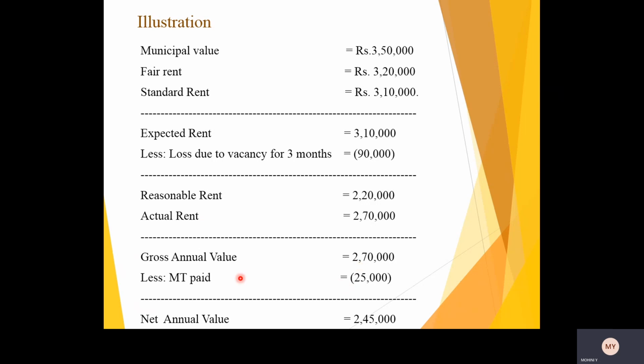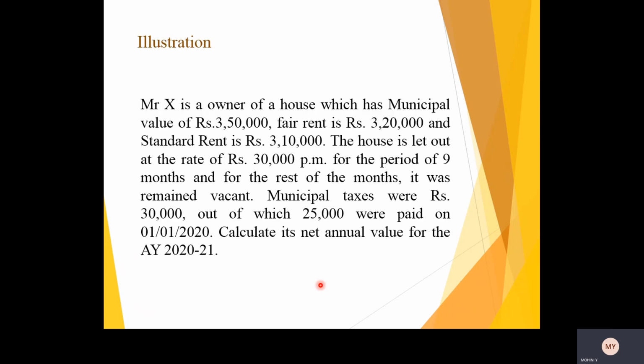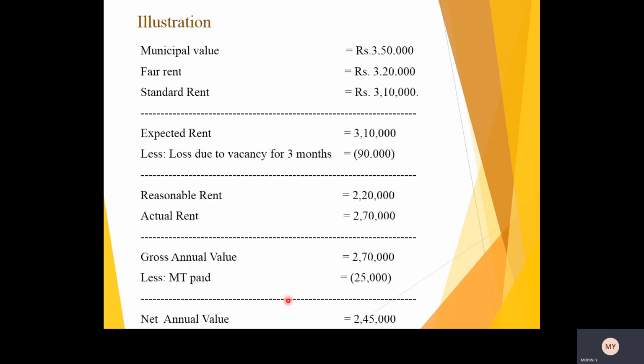Then you will subtract municipal taxes paid. In this case, the actual municipal taxes were 30,000, but only 25,000 were paid in the previous year. So we will subtract only 25,000 rupees. So the balance, that is 2,45,000, is your net annual value. So whenever there is a situation in which the property is vacant for some part of the year, you have to follow this computation rule.